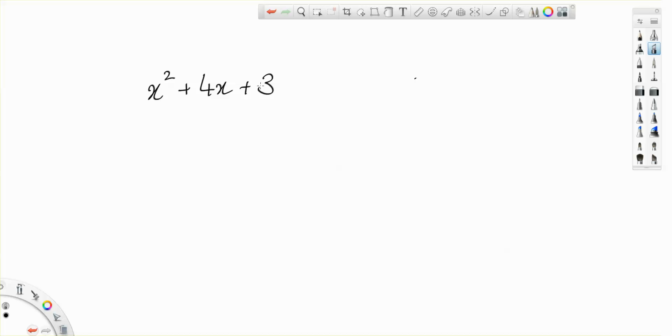Because at the minute, if you just look at it the way it is, there are no common factors. All those terms are different. Is it possible to factorize? In fact, it turns out that it is possible to factorize. In fact, x squared plus 4x plus 3 is actually equal to x plus 3 times x plus 1, and that is factorized because we've written it as a product.